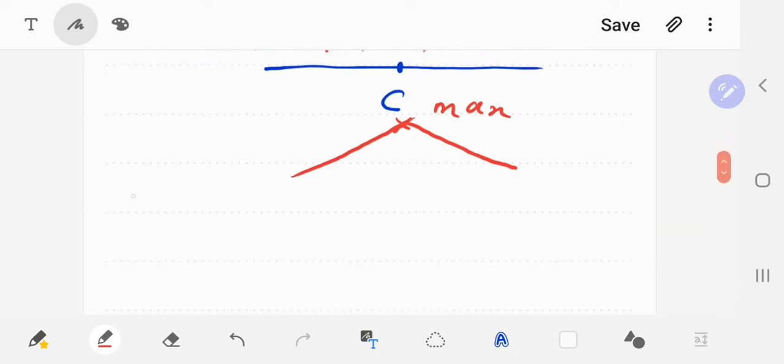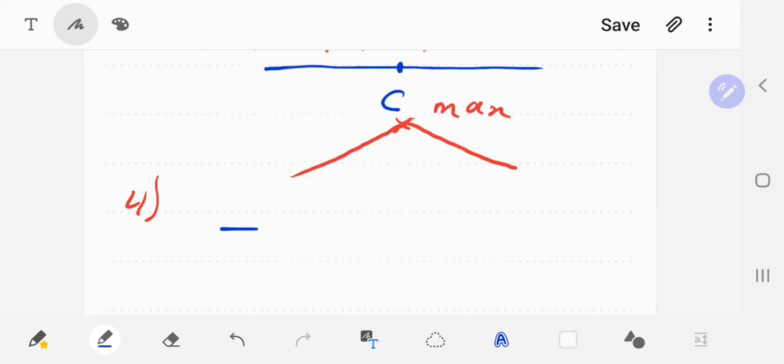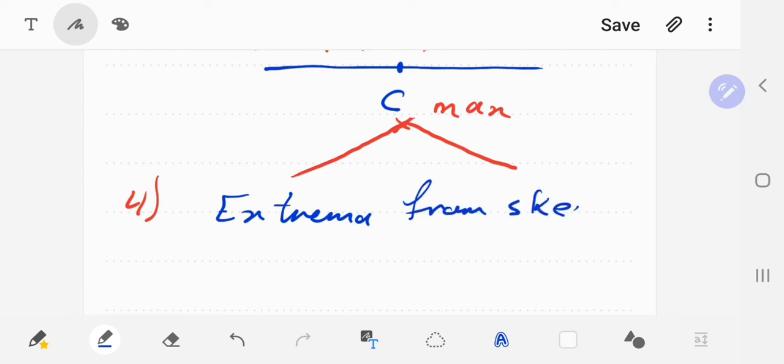Actually, maximum and minimum are called extreme values. Then you will find extrema from the sketch that you just found here.